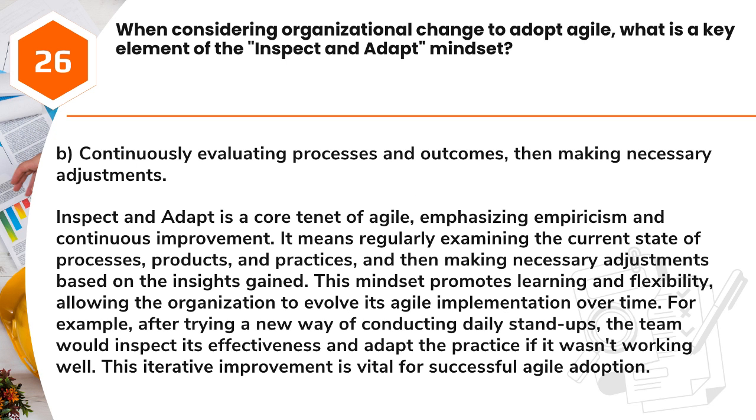Answer: B. Continuously evaluating processes and outcomes, then making necessary adjustments. Inspect and adapt is a core tenet of Agile, emphasizing empiricism and continuous improvement. It means regularly examining the current state of processes, products, and practices, and then making necessary adjustments based on the insights gained. This mindset promotes learning and flexibility, allowing the organization to evolve its Agile implementation over time.